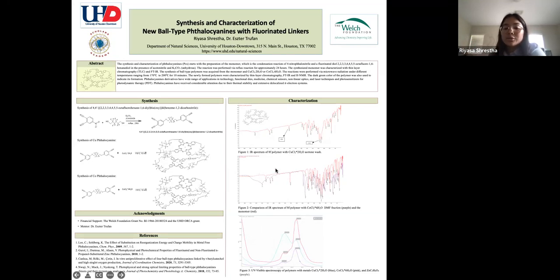And under characterization for figure 2, there is a comparison of IR spectrum of the ball-type phthalocyanine that I got from cobalt chloride, which is in purple, and the monomer, which is in red. So the main peak that we look for is the 2235 peak, which is the peak for the C≡N triple bond, which is in the monomer. So essentially, we want the monomer to be consumed in the reaction, and therefore this peak should not be in the ball-type phthalocyanine at all.